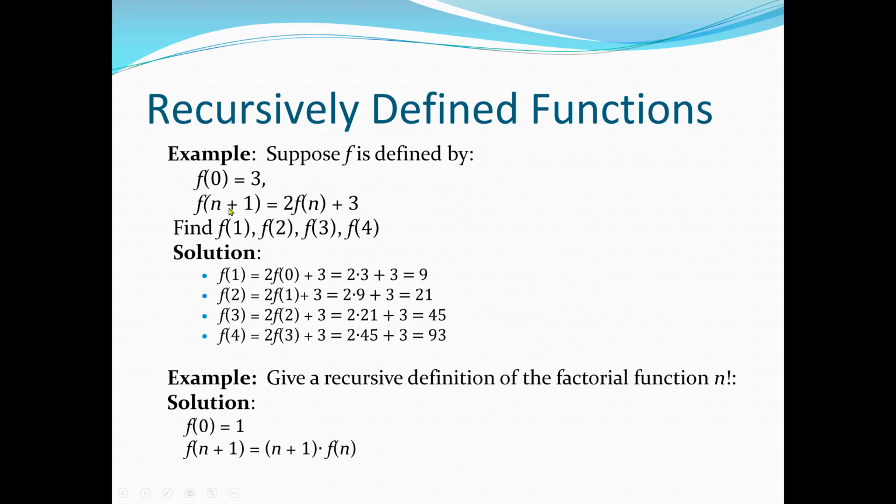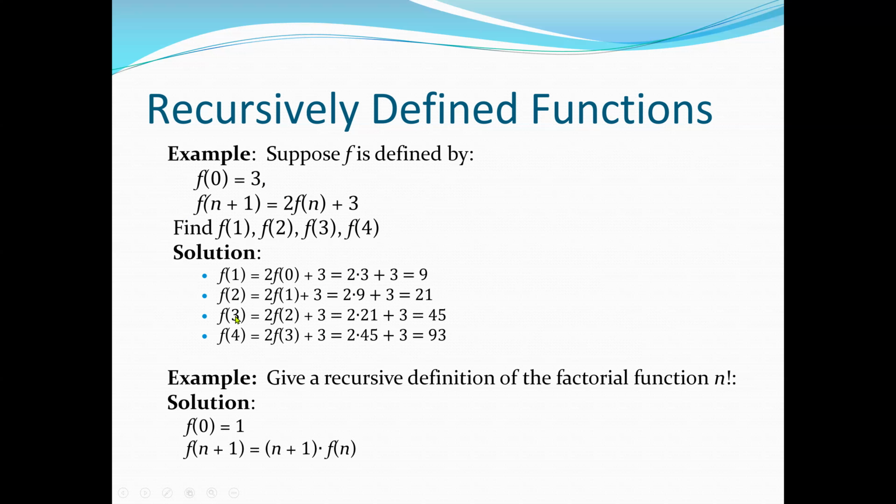Because here we can see n plus 1, which means to go to the next value, I will take the previous f at n, then I'll multiply it by 2, then I'll add 3. So f at 1 means I'll take the previous value. If I'm at 1, the previous value should be 0. So f at 0 is 3, so it's 2 times 3 plus 3. Now I'm at f at 2. F at 2 means the previous value is f at 1. So I'll multiply 2 by f at 1, which is 9. So we get 2 times 9 plus 3, which is 21.